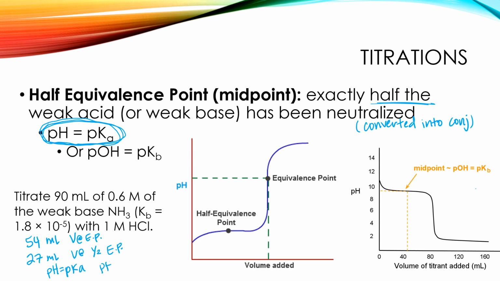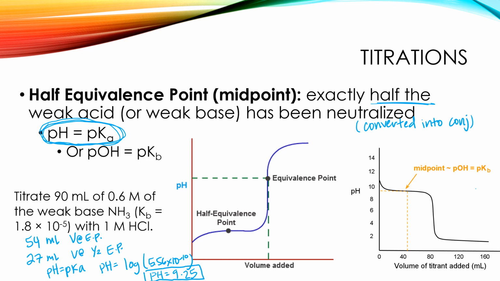So pH equals the negative log of Ka, which is 5.56 times 10 to the negative 10. And we get that the pH is equal to 9.25.